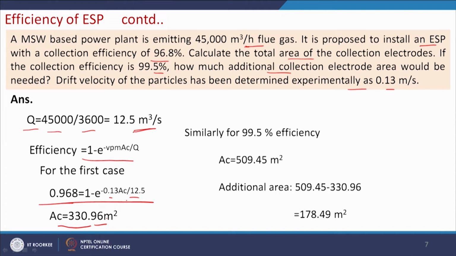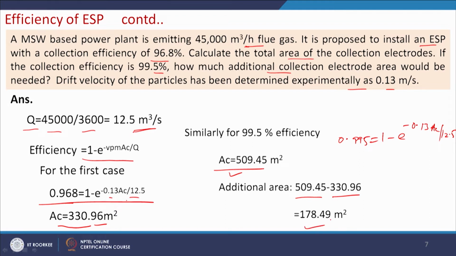In the second case, our efficiency is more, so certainly the area requirement will be different. More area is required because the collection efficiency is more. The same expression we will be using. In this case the efficiency is 99.5%, so that equals 1 minus e to the power minus 0.13 into A c divided by 12.5. By solving this equation we get A c equal to 509.45 meter square. So, more area is required in this case. The additional area required is 509.45 minus 330.96, which is equal to 178.49 meter square.